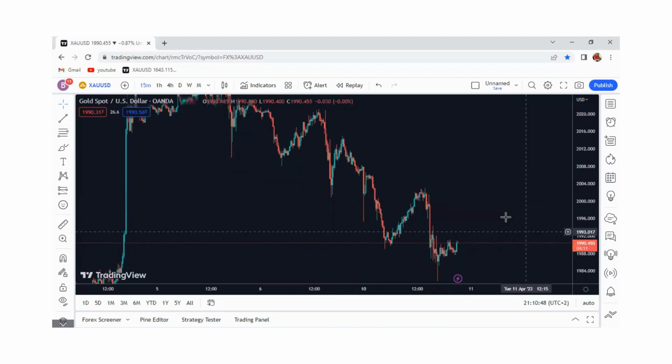Or if the pair is not ready for you, also take you out. But if you don't put your stop loss, obviously you'll blow your trading account.